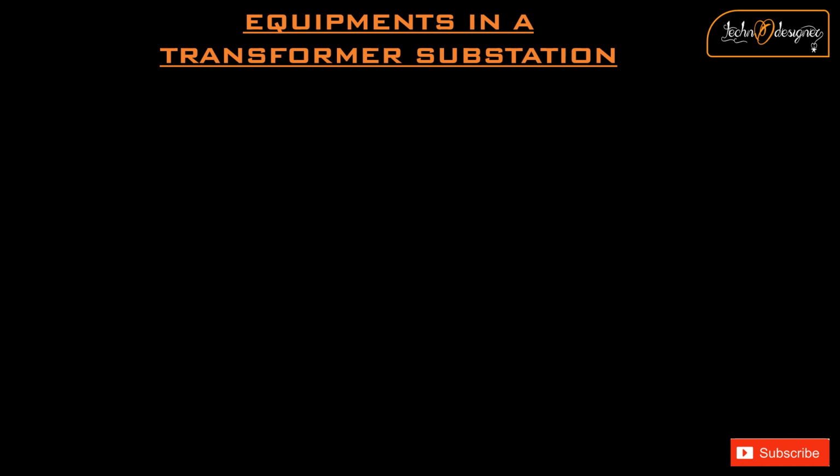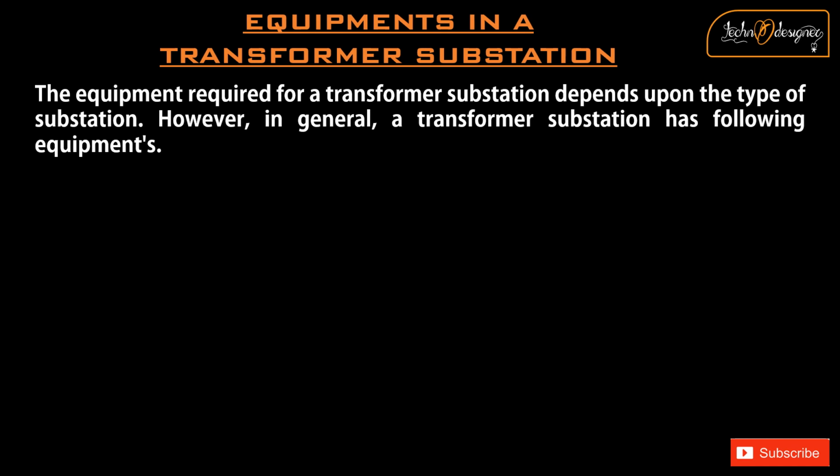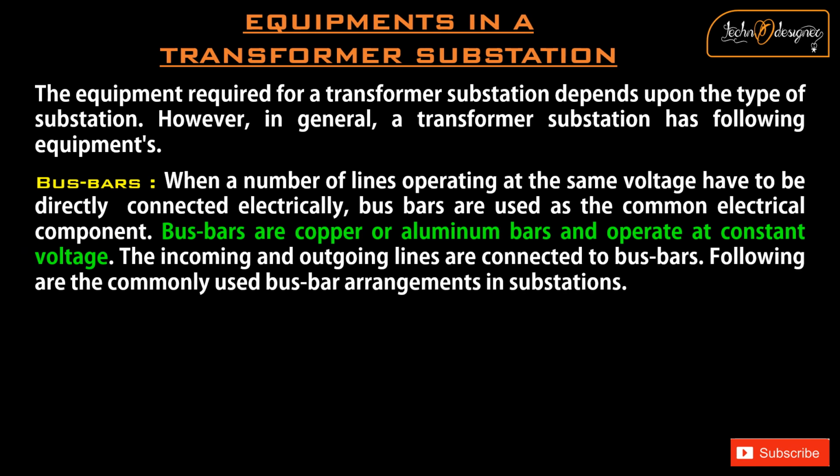Equipment in a transformer substation. The equipment required for a transformer substation depends upon the type of substation. However, in general, a transformer substation has the following equipment. Bus bars. When a number of lines operating at the same voltage have to be directly connected electrically, bus bars are used as the common electrical component.